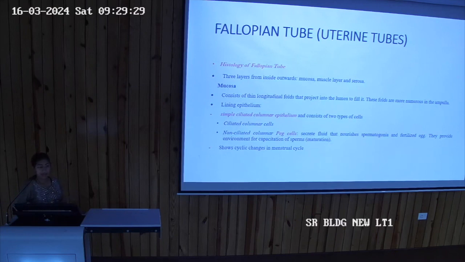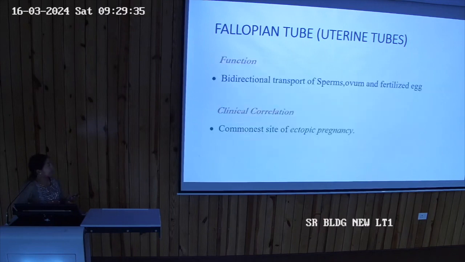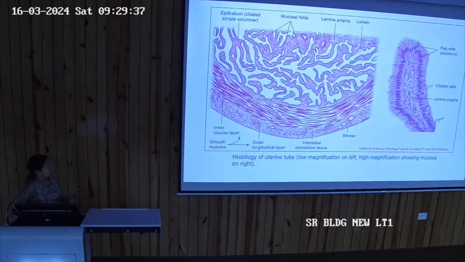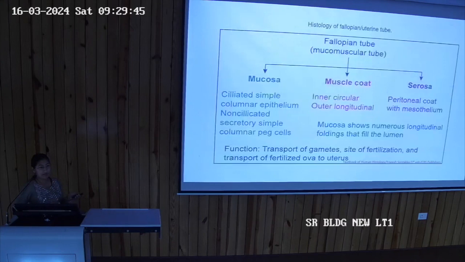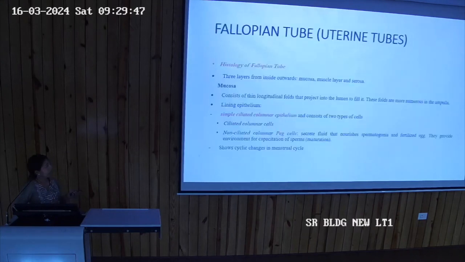Starting with the mucosa, how does the mucosa look? Multiple folds will be there in the mucosa of the tube. This is the folding of the mucosa. When we see the histology, you will see multiple folded epithelium. This is the structure of the tube. It consists of thin longitudinal folds that project into the lumen, and these folds are more numerous in the ampulla. Now, what is the lining epithelium?